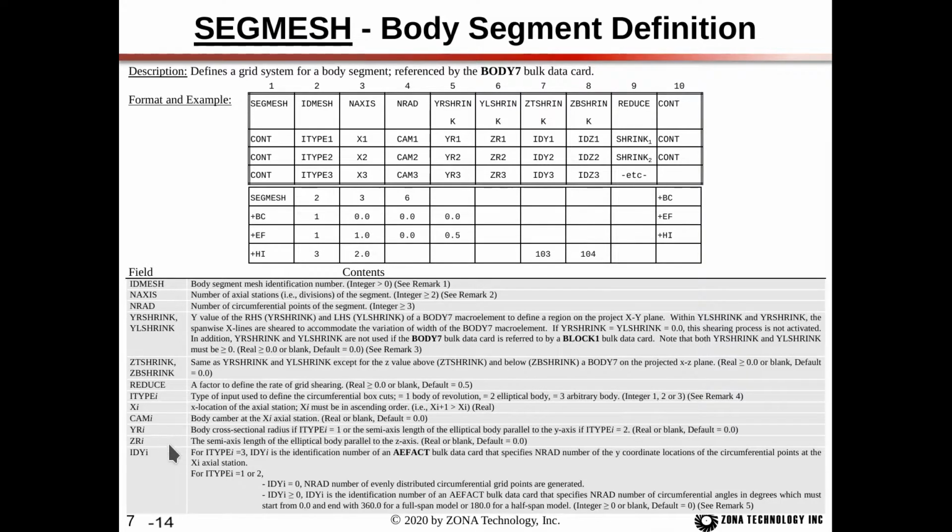Next we have the YR and ZR. So for the body of revolution, YR is just the radius of the body of revolution. For the elliptical body, YR is the semi-axis length of the elliptical body parallel to the y-axis, and ZR is the semi-axis length of the elliptical body parallel to the z-axis. And then for the arbitrary body, these are not used. So next we have the IDY and IDZ.